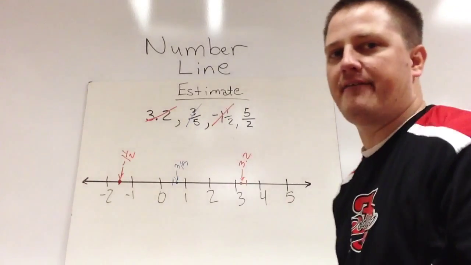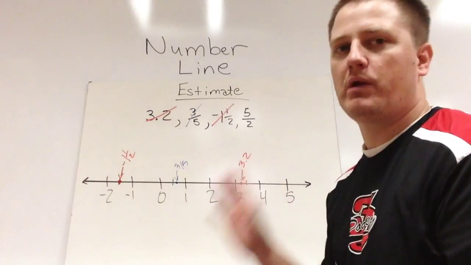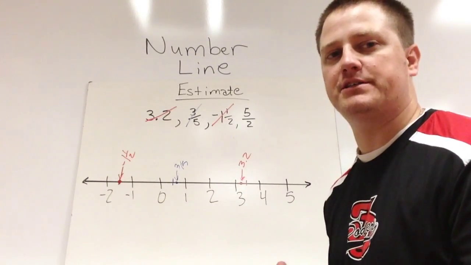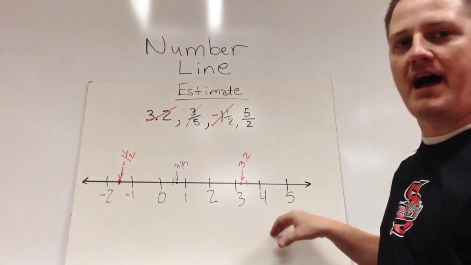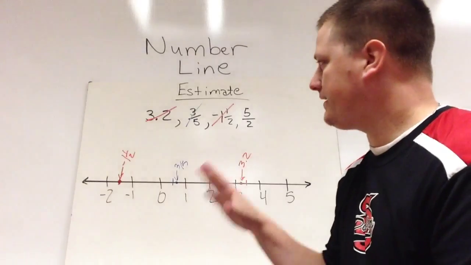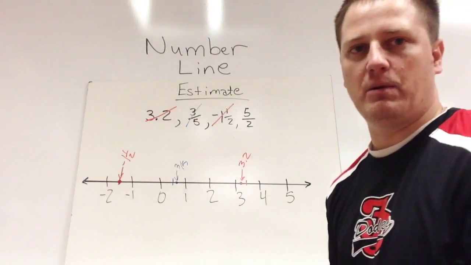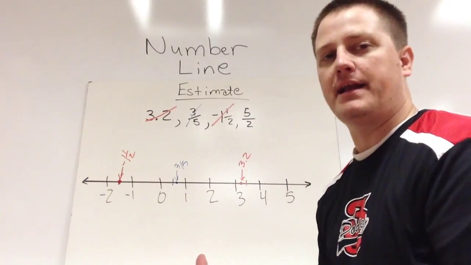Our last one that we have here is 5/2. Now, one of the problems with improper fractions is they're really hard to graph. A lot of people think 5/2, it goes at the 5 and then a little bit beyond. That's actually not true. If we change this into a mixed number, we have a better idea of what's going on.